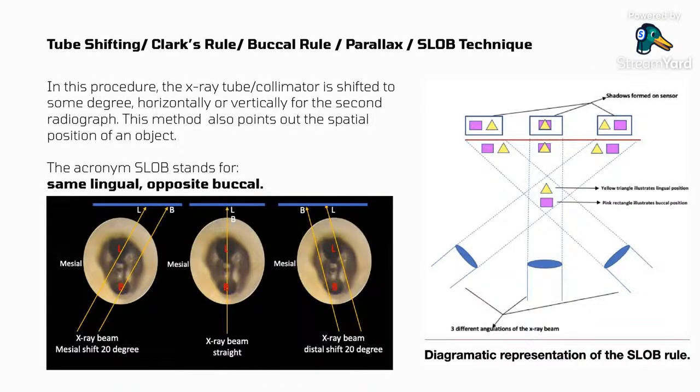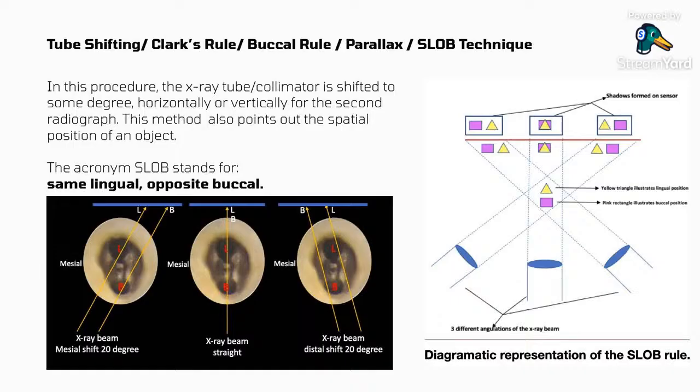Let's talk about something that we all, as general dentists, I believe, feel confused about at some point, but it's very critical, and everyone should have a very clear-cut concept of this particular technique. Now, tube shifting, Clark's rule, buccal object rule, parallax, SLOB technique, these are all the same techniques, okay? Nothing else. In this procedure, the X-ray tube or collimator is shifted to some degrees, either horizontal or vertical, for the second radiograph. This method also points out the spatial position of the object, and the acronym SLOB stands for same lingual opposite buccal.